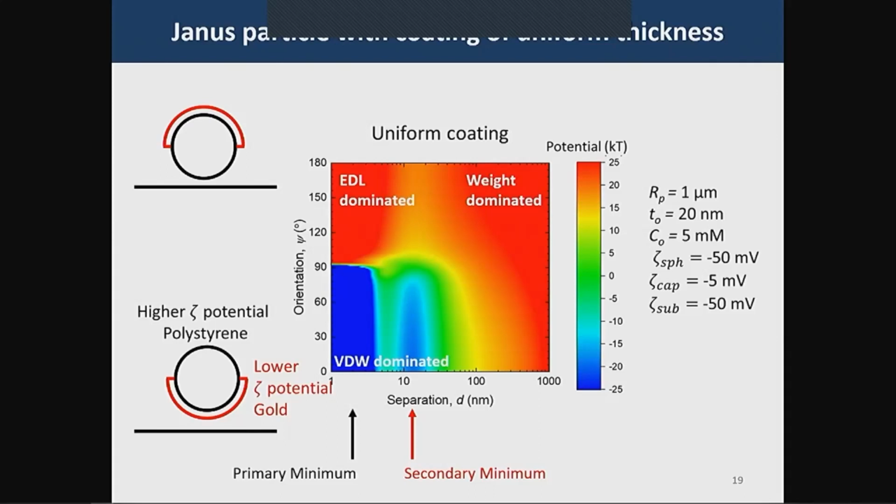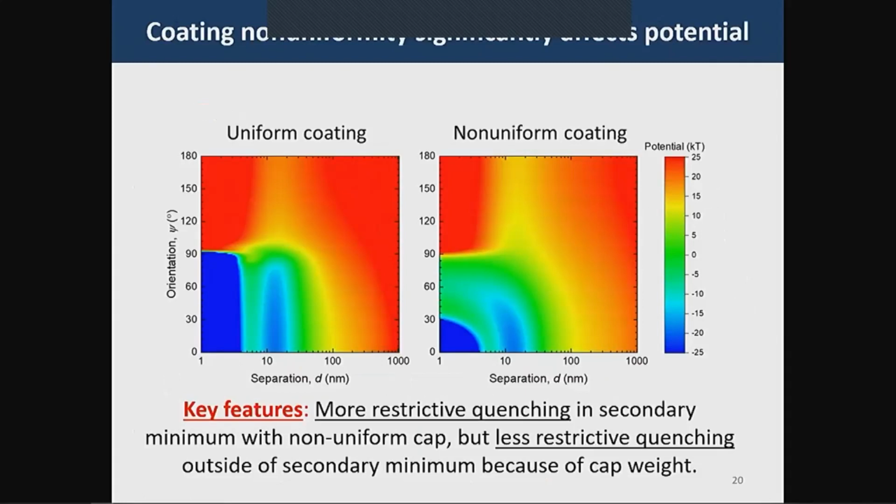So we did that for this uniform coating. And we were curious, again, like I said, about the impact of non-uniformity here. And what I'm showing here are side-by-side potential energy landscapes for uniform and non-uniform coating. You can see that there's differences. Again, this is at experimentally relevant conditions.